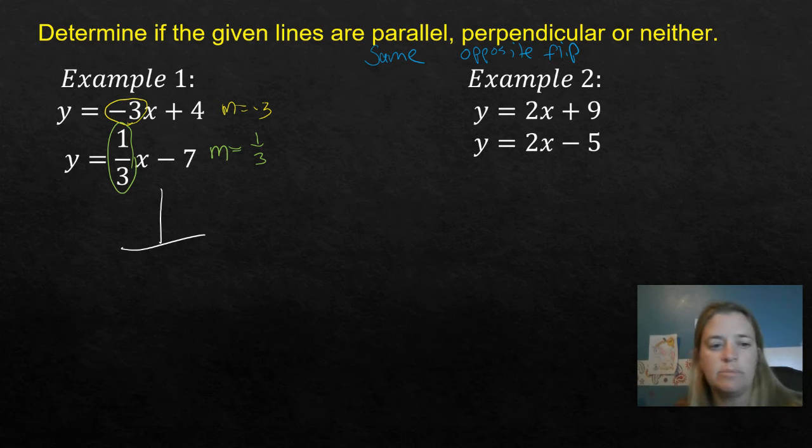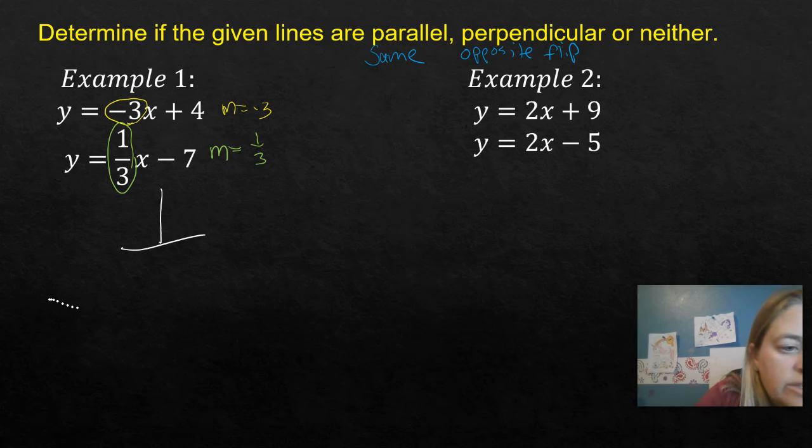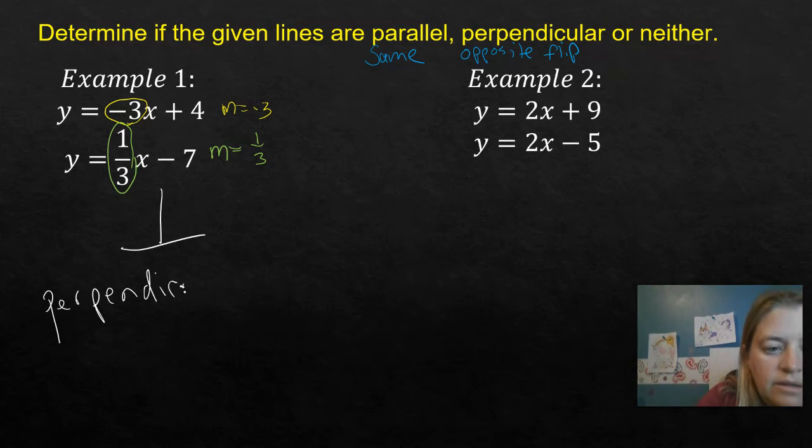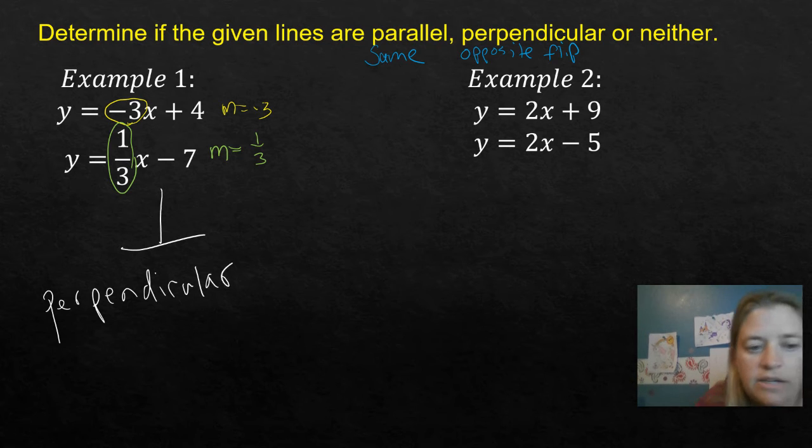So we know these two lines are going to be perpendicular. That is the symbol for perpendicular. Or you could just go ahead and write perpendicular. But I don't like to write all those words, so I will just use that symbol.